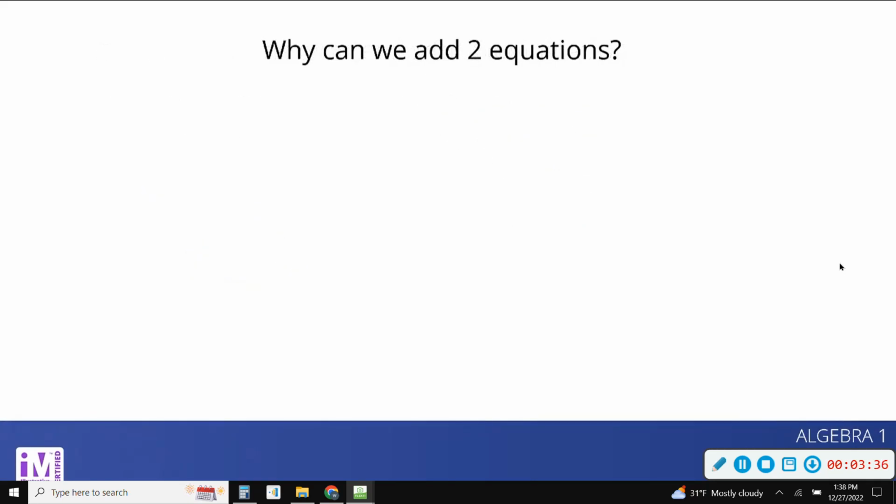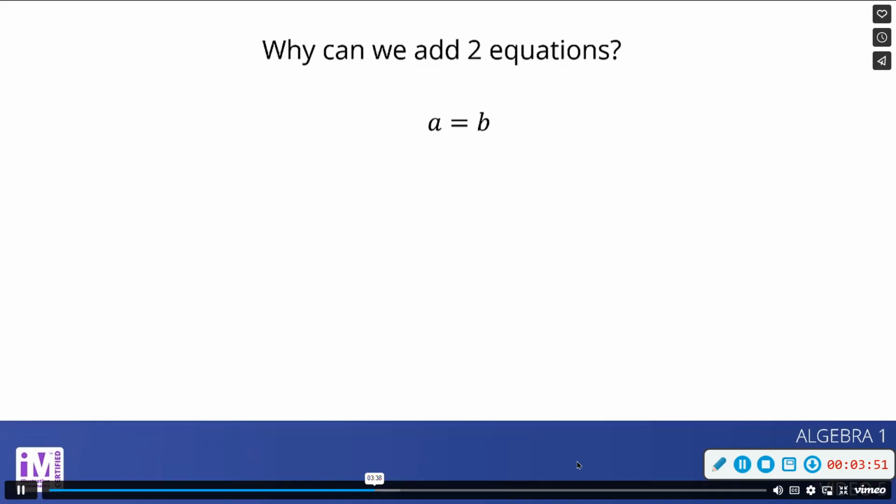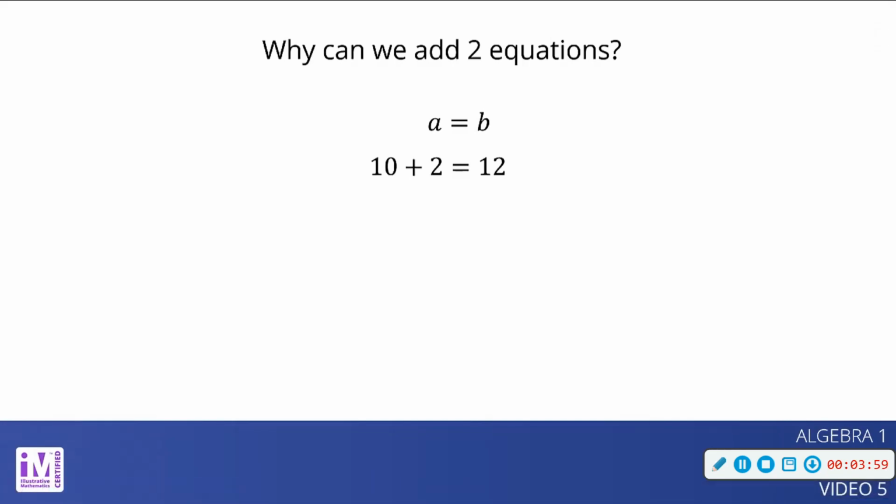When solving a system with two equations, why is it acceptable to add the two equations, or to subtract one equation from the other? Remember that an equation is a statement that says two things are equal. For example, the equation a equals b says a number a has the same value as another number b. The equation 10 plus 2 equals 12 says that 10 plus 2 has the same value as 12.